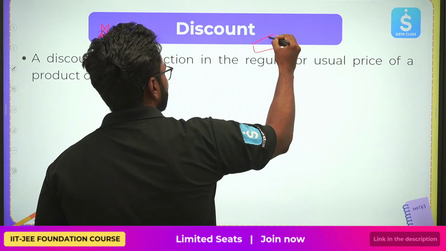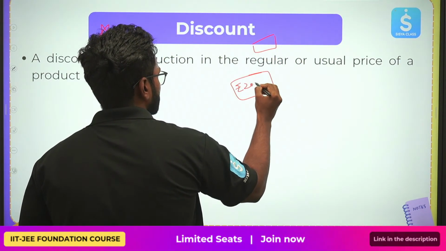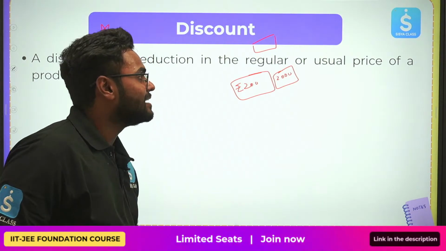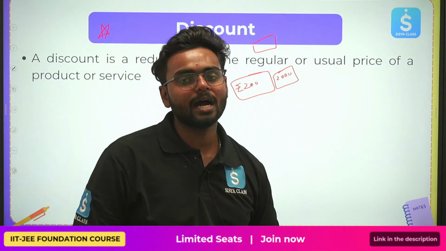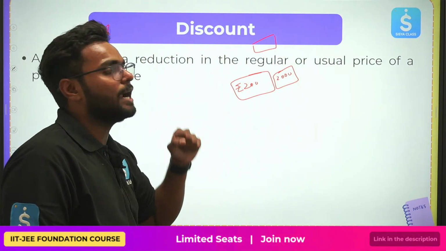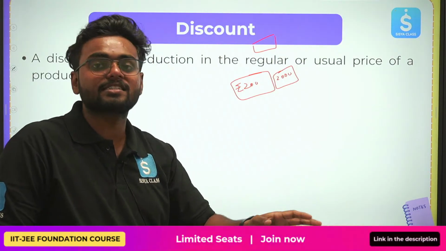There would be tags saying, let me draw, rupees 200, 2000, etc. This is what we call a list or a market price. Now discount is usually applied on this. So on this amount you will apply some discount, which is a reduction in the amount.